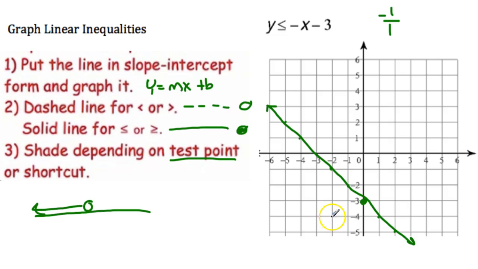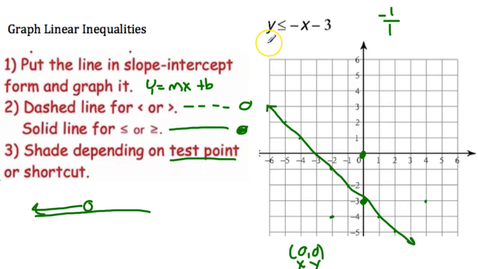There are many points I can test. I could test this point, I could test that point, but my favorite point is (0, 0). Why is it my favorite point? Because it's the easiest to work with. Zero is a great number to use. So I take these numbers. Remember the first one is an x and the second one is a y. And I put it into my inequality and I see if it's true or false.